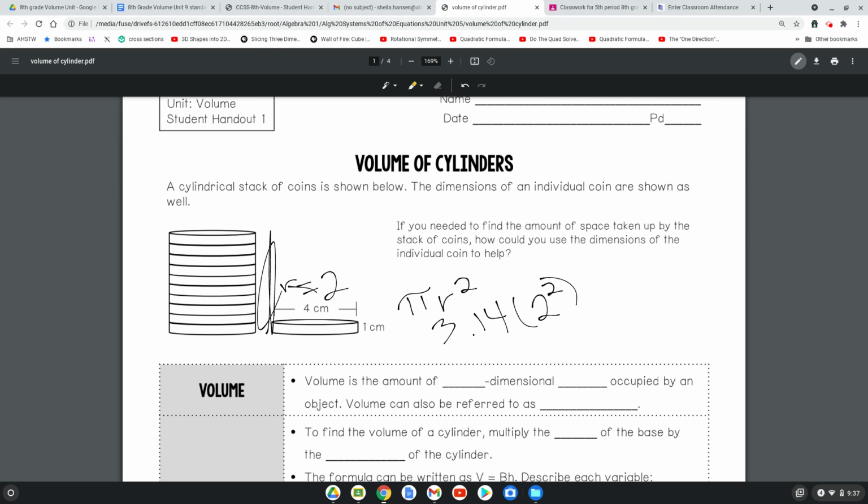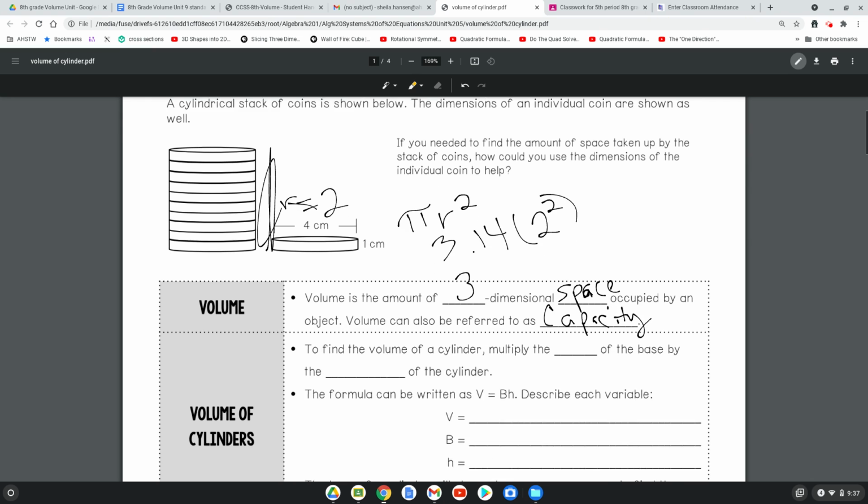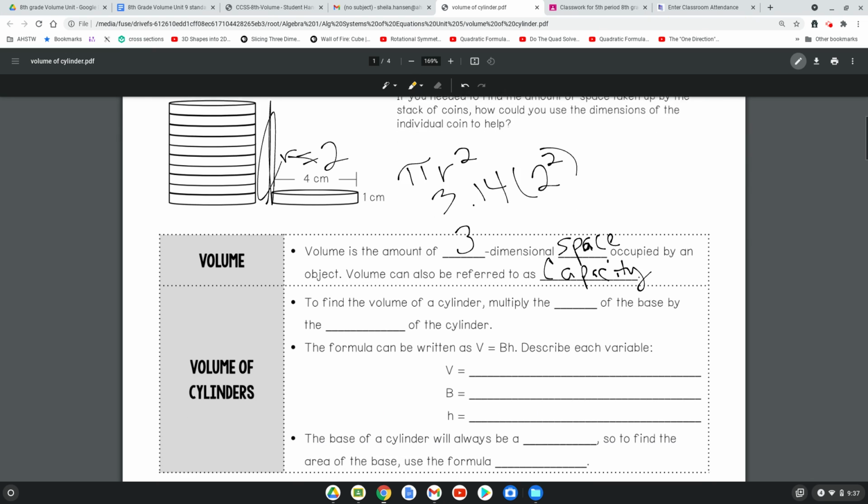So volume is the amount of 3-dimensional space. So it's not a flat object. So you think about like a cylinder, like a can of soup, or a fish tank. It's 3-dimensional space occupied by an object. So volume can also be referred to as capacity. And that's more like a fish tank.